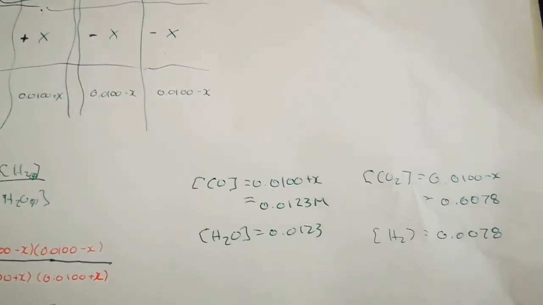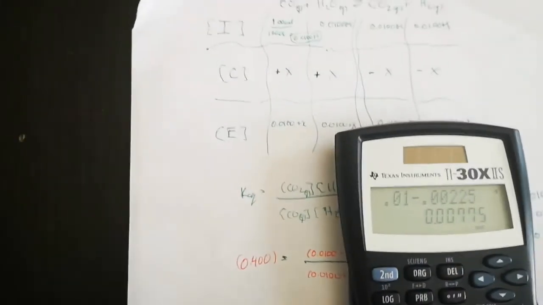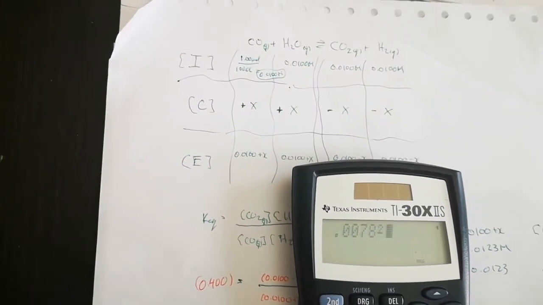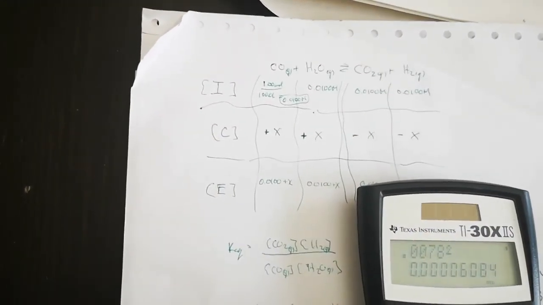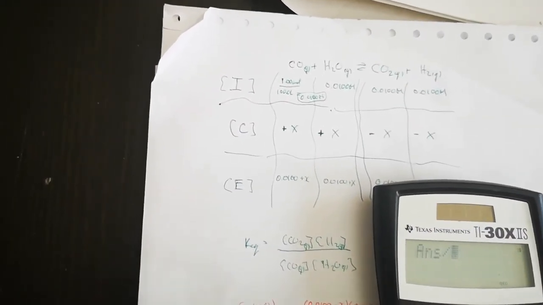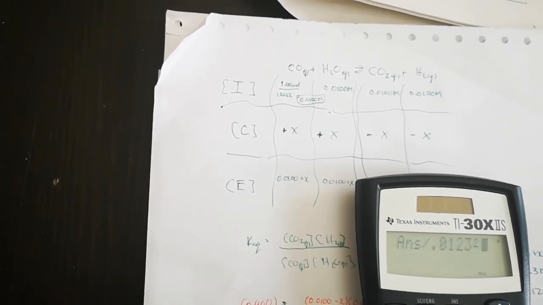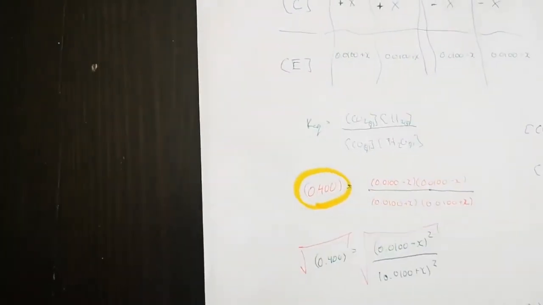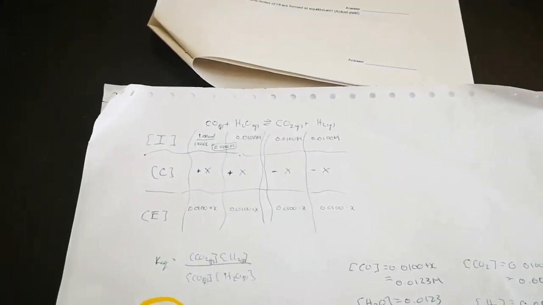Now we can check our answer. We're supposed to get 0.4 if we plug it into this. So let's see if we get 0.4. Our products were 0.0078. We had two of those. And we're dividing that by our reactants here. And we get 0.402, which, with rounding error, is the 0.4 we were shooting for. All right, that was number 13, algebra. Have fun.